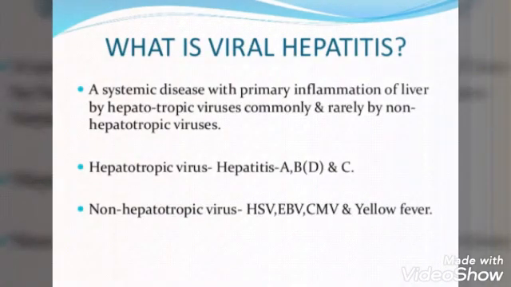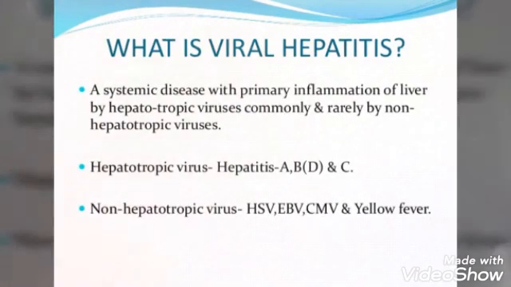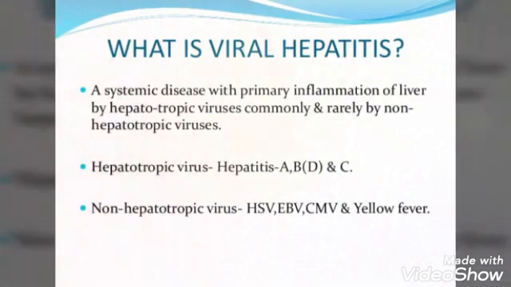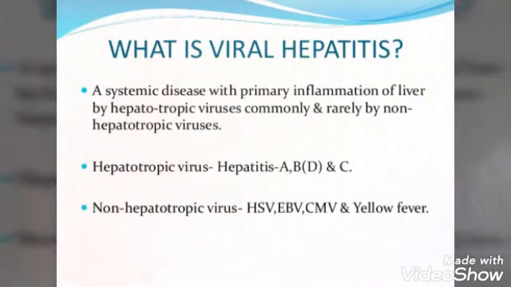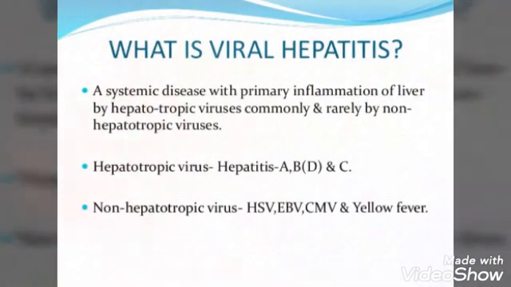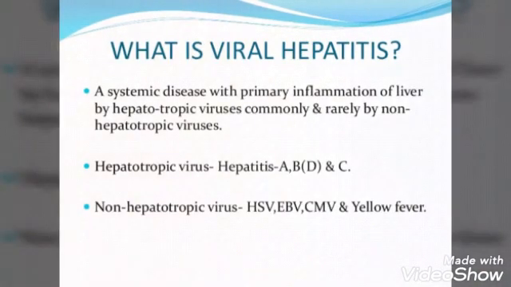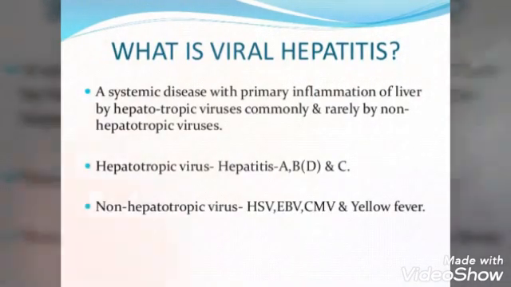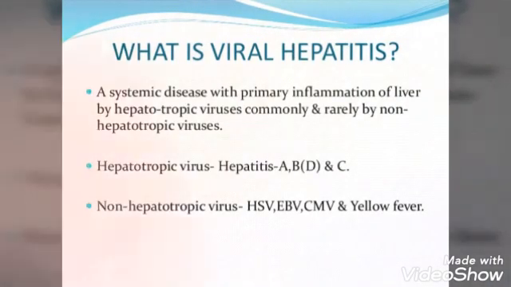Here, it is a systemic disease with primary inflammation of the liver caused by hepatotropic viruses, commonly, and rarely by non-hepatotropic viruses. So this is mainly caused by inflammation of the liver, which is caused by viruses. These are divided into two: hepatotropic viruses and non-hepatotropic viruses. The hepatotropic viruses are hepatitis A, B, D and C. Non-hepatotropic viruses are HSV, EBV, CMV and yellow fever. So these are the categories according to how infectious they are.